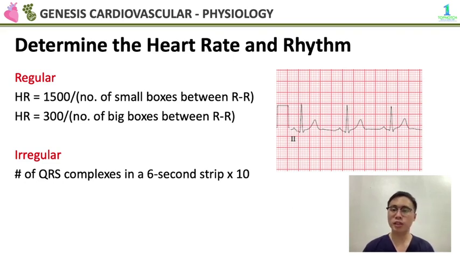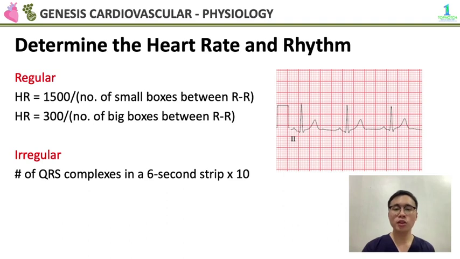So, meron tayong acronym dyan. It's not standardized, no? But yung nakasanayan naming acronym dyan is RAHIM. No? So you start with the rate, the rhythm, you check the axis, and then you check for presence of hypertrophy, ischemia, or infarcts, and then miscellaneous if there are other findings. So let's start off with determining the rate. Okay, so the rate, meron tayong formula kung regular.